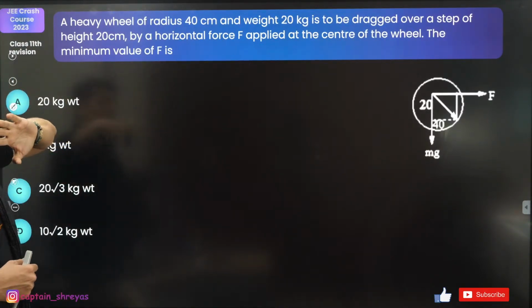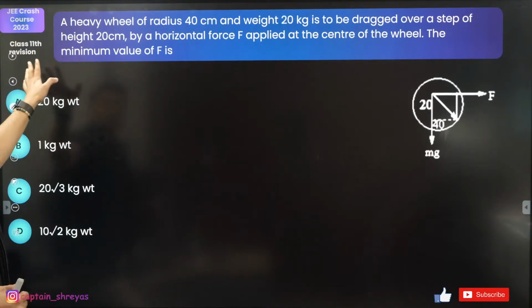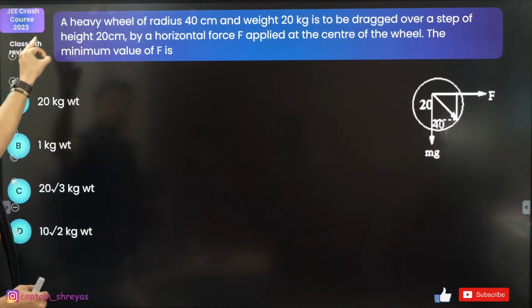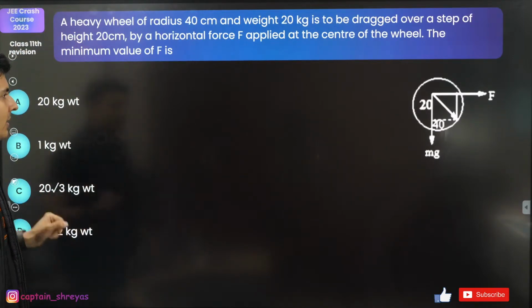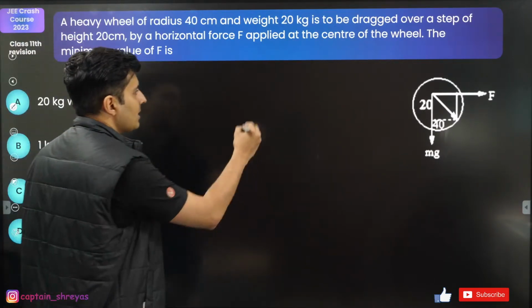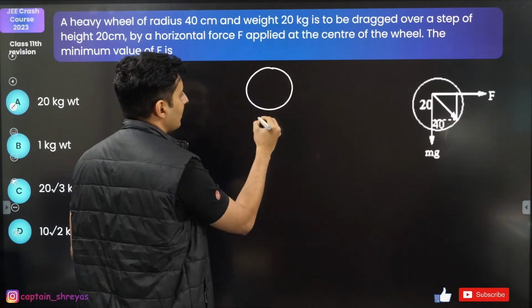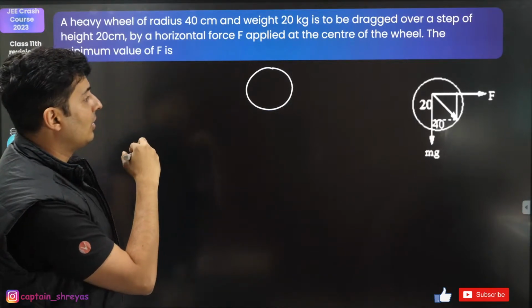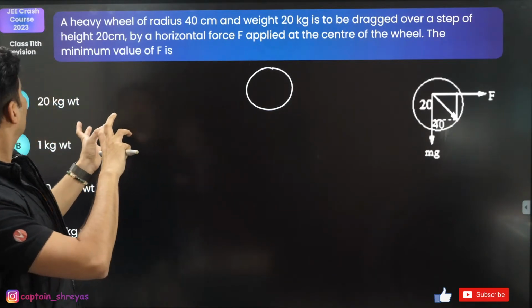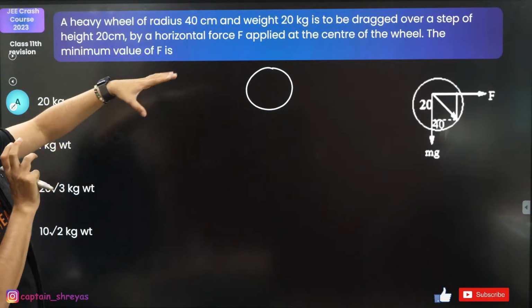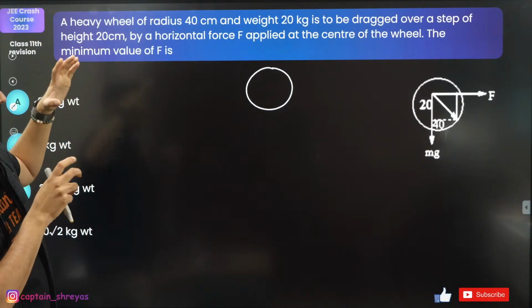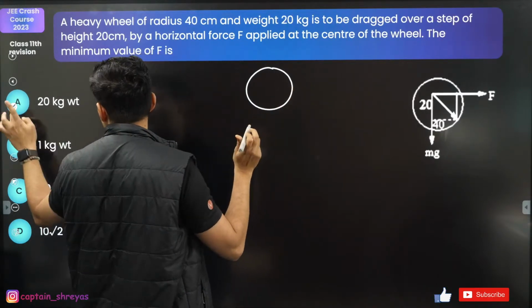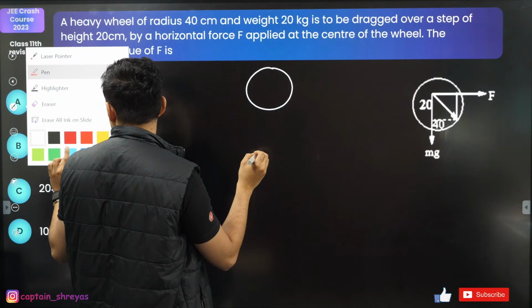A wheel, weight, height 20 centimeters, force is applied. What is the minimum value of F? Okay, let's understand. See, this wheel is there over here. Imagine that you have to make it climb up. The wheel is having some weight, it has to be dragged over a step of height 20 centimeters. And the force is applied over here.